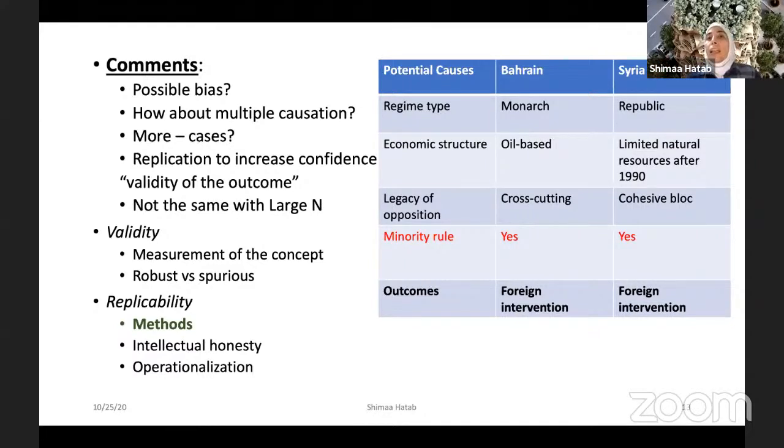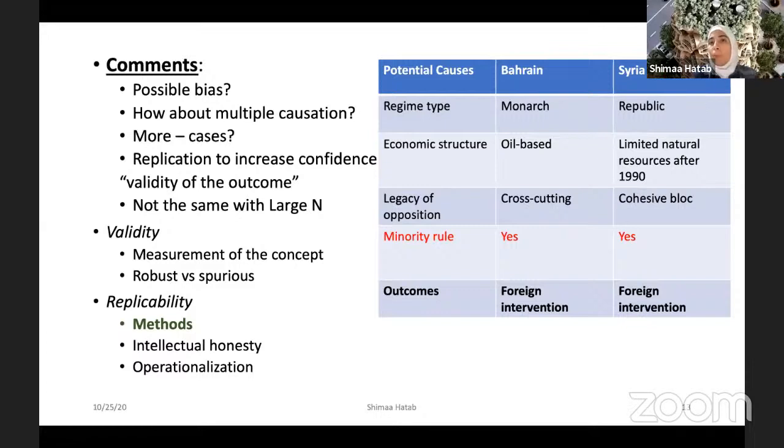So here they are different in all of these variables, and you're looking for one similar variable. It's quite the opposite logic, okay? For example, you compare Syria to Bahrain, and ask why both of them have foreign intervention, why both are vulnerable to this kind of foreign intervention or penetration from different external forces. They are different in so many aspects.